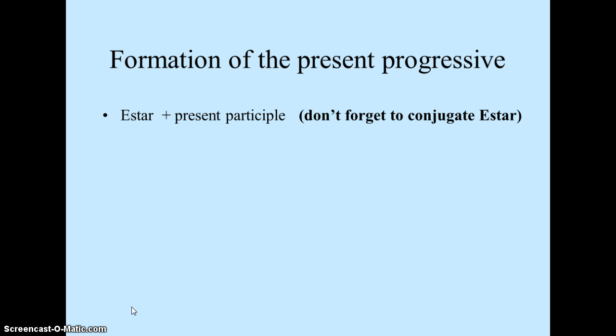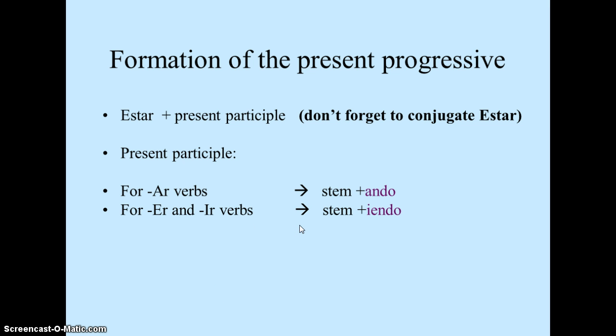Okay, so we already talked about estar, and the present participle is kind of a fancy way of saying that ing verb. Present participle is super easy to form. For an AR verb, you take the stem of the verb, which is everything except for the ending. So for hablar, it would be habla. For comer, it would be com. And we add either ando if it's an AR verb, or iendo if it's an ER-IR verb.